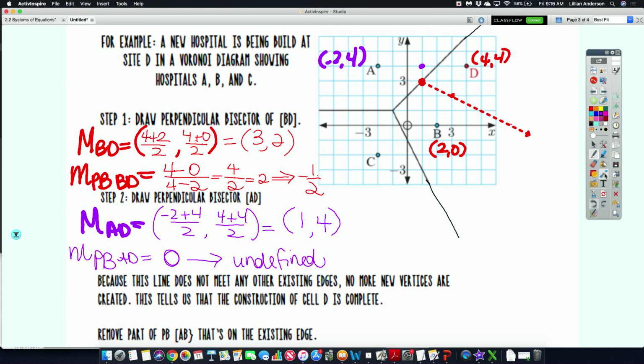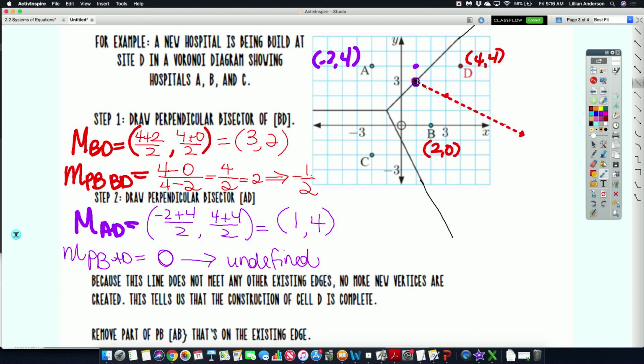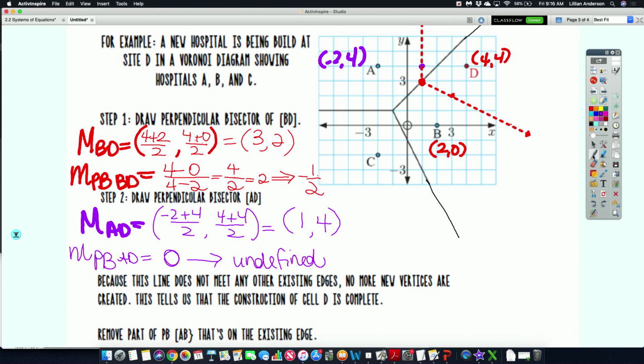Make this nice. Like so. If I continue with that line, is it going to intersect another edge of my Voronoi diagram? If I keep going up? No, it won't. So because, as you can see in step 2, it says repeat this process so no more new vertices are created. Well, if I keep going, I'm not going to intersect with another edge. So I'm done.